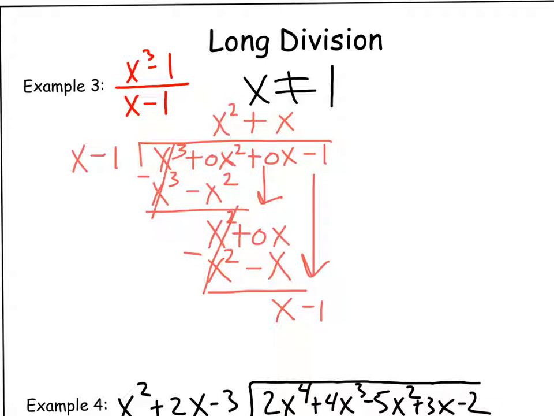Negative 1 comes down. Last term is going to be plus 1. Then you get x minus 1. Hey, it's another no remainder. And we get 0. Okay? X squared plus x plus 1, well, that would be our quotient.